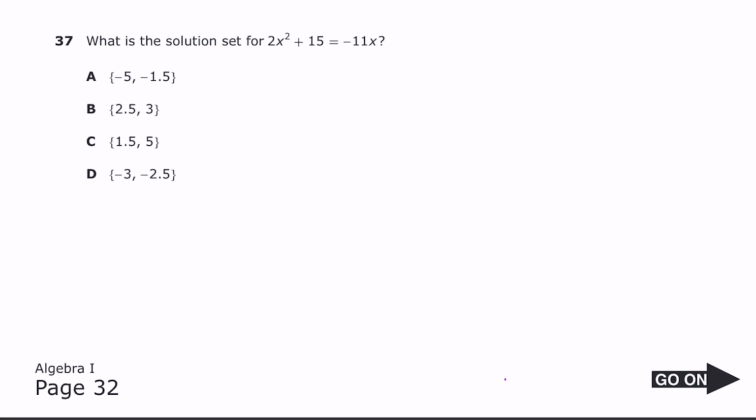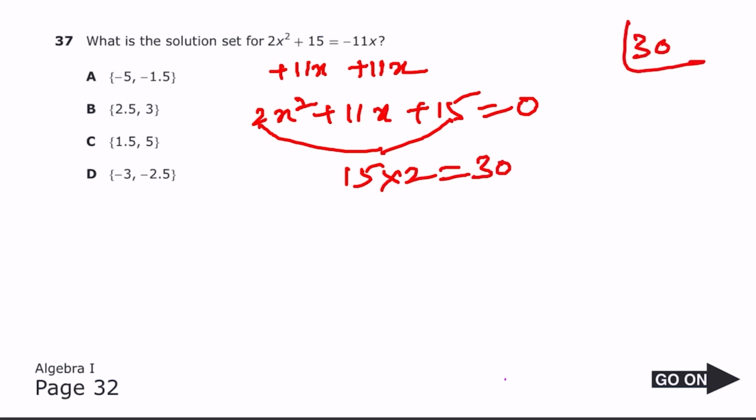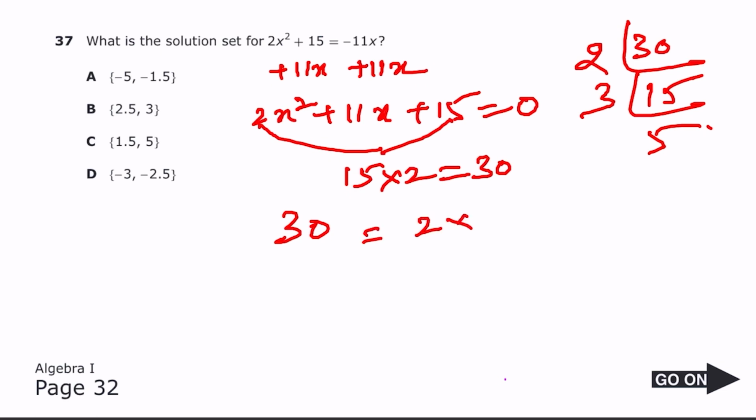Next, what is the solution set of 2x square plus 15 is equal to minus 11x? So bring this 11x to the left hand side, or do plus 11x on to both sides. So you're getting it as 2x square plus 11x plus 15 is equal to 0. So now here you're having a leading coefficient again. So you have to do 15 into 2 is equal to 30. Find the factors of 30. So 30 factors are 2 15s are, 3 5s are. So 30 can be written 2 into 3 into 5.